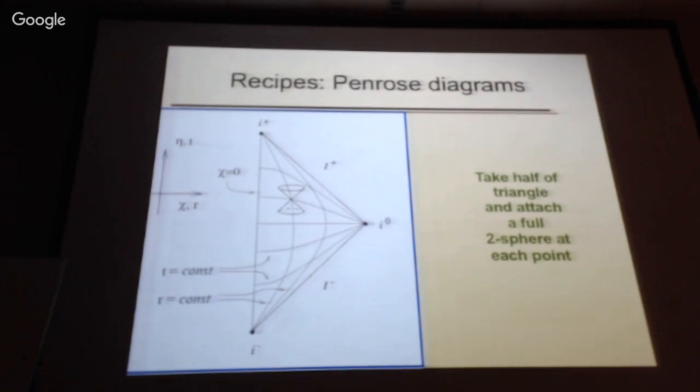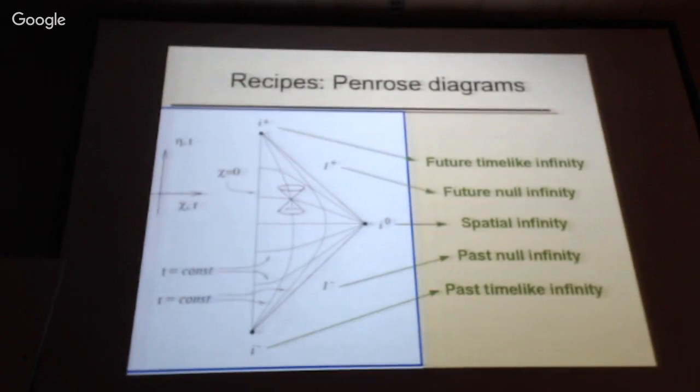So let's see what the different ingredients are. The lines of constant time are these ones. The lines of constant radius are these vertical curved lines. And we have several other points or places. The first one is this future timelike infinity. Remember, massive observers move along timelike geodesics. Well, that's where they will end up. All humans will end up at infinite time, at that point.